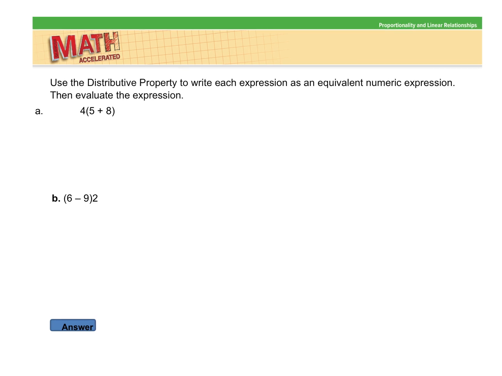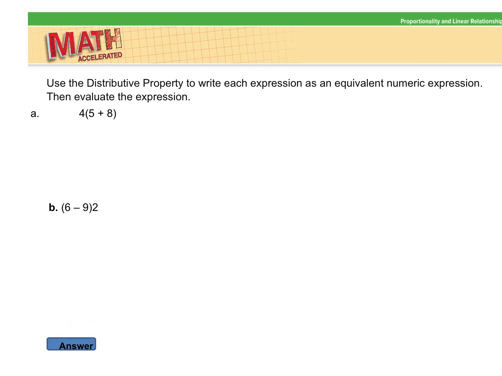On A, with distributive property, what do I do first? 4 times 5. And then we do 4 times 8. Now evaluate those. So we get 20 plus 32 to get 52.